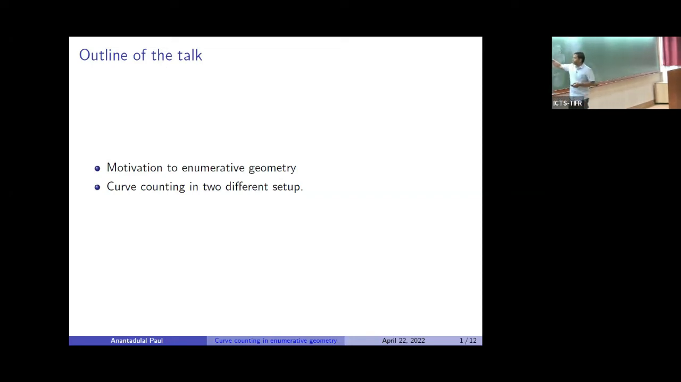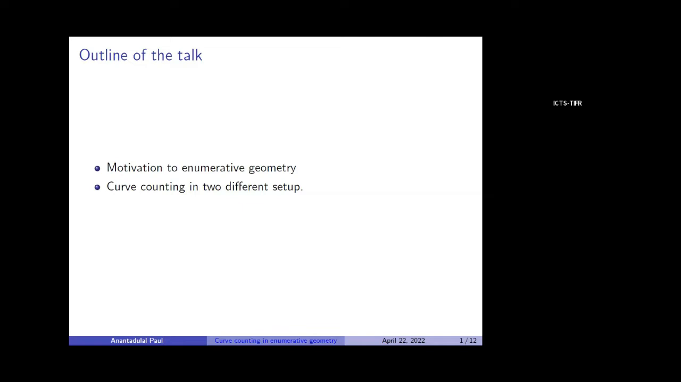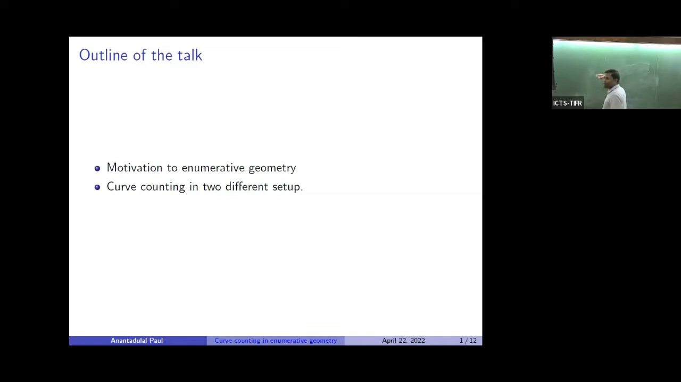So let's say we are in CP2, which is a complex two-dimensional manifold. Suppose I have a point here, let's say P. Then if we want to draw lines, we can certainly draw infinitely many of them, right? Now, if we choose another point Q, which is distinct from P, then we have only one unique line, right? So enumerative geometry deals with such kinds of questions.